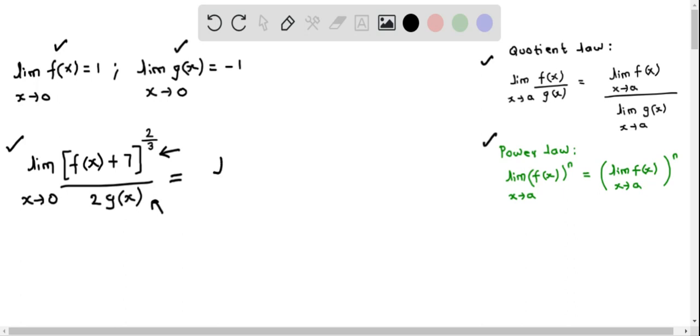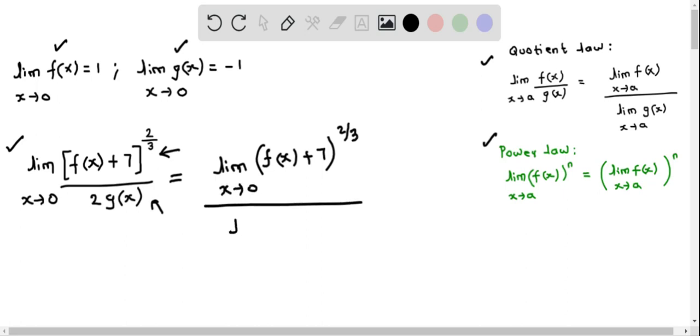So when we apply the quotient law, we will get the limit of the numerator expression, that is (f of x plus 7) raised to the power of 2 thirds, as x approaches 0, over the limit of 2 times g of x, as x approaches 0. So now we have to evaluate the numerator limit separately as well as the denominator limit separately.